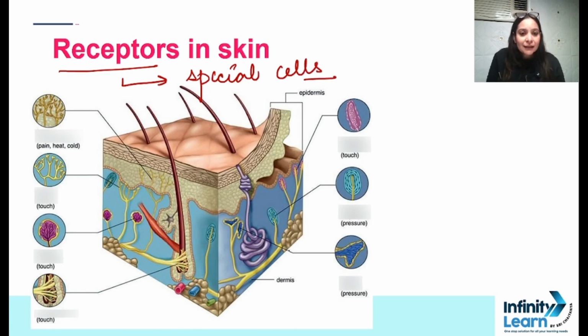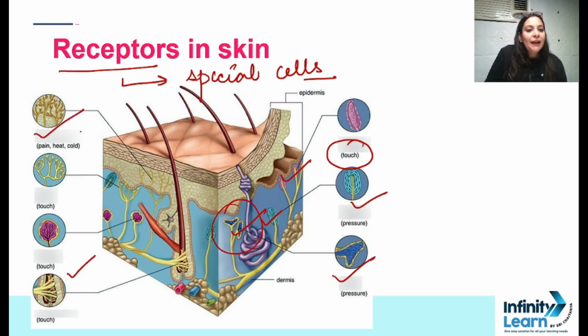So as you can see, this picture of skin shows the 3 layers of skin, and you can also see here a receptor, that is, special cells which are sensitive to pressure. These kind of receptors are sensitive to touch. These kind of receptors, which you can see on this side, are sensitive to pressure. These are sensitive to touch, right? For pain, heat and cold.